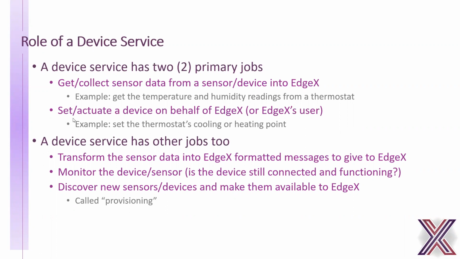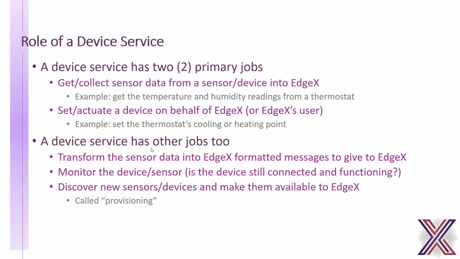But it also serves a second very important role, and that is to be able to set or actuate the device or sensor on behalf of EdgeX, or whatever is using EdgeX to communicate with that sensor or device. For example, if we had a thermostat in our homes, EdgeX's first job is to get data from that thermostat, typically something like the temperature and humidity, but you may need to set the cooling point or heating point on that thermostat as well. That's the actuation role that a device service can play. So a device service communicates in two directions: getting and setting of data, or in other terms, collecting and actuating on that device or sensor.